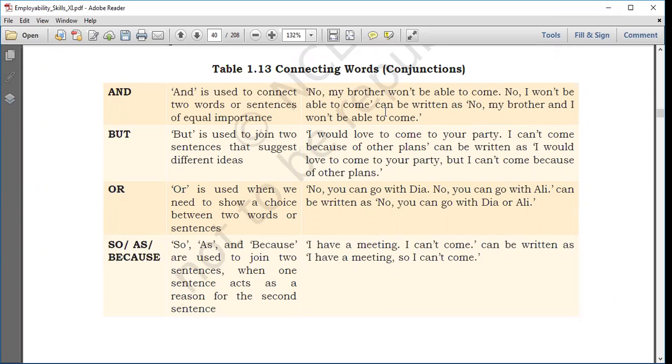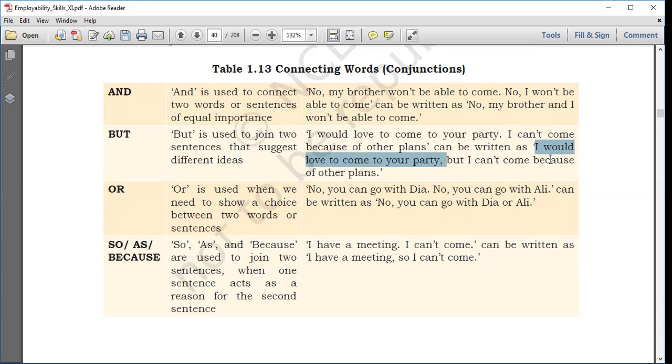And this is only done in case both the sentences have equal importance. But is used to join two sentences that suggest different ideas. If the importance is equal, then and is used. If there are different ideas, then we use but. Like, I would love to come to your party, and I can't come because of other plans, right? So now we have two sentences here. One is willingness, and the second one is I'm not willing, right? So in this case, we put, I would love to come to your party, but I can't come because of other plans. So both things are there. One is willingness, and the second sentence shows that you cannot come, right?